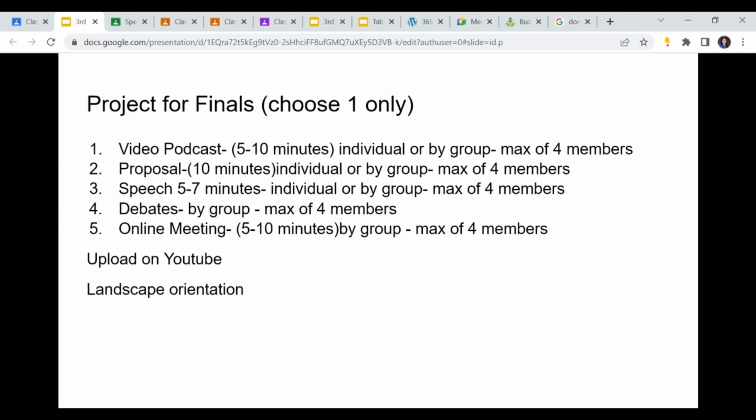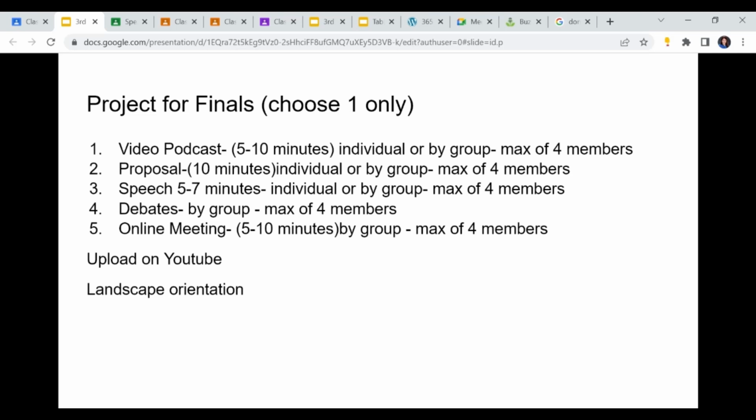Then the third choice or option is speech. It should last for 5 to 7 minutes. This can be individual or by group, max of 4 members. If it's max of 4 members, it must be a speech choir. Okay. And then again, you have to write down the speech. You can read it or memorize it as long as there are gestures. And then for speech, yeah, you have to record yourself.